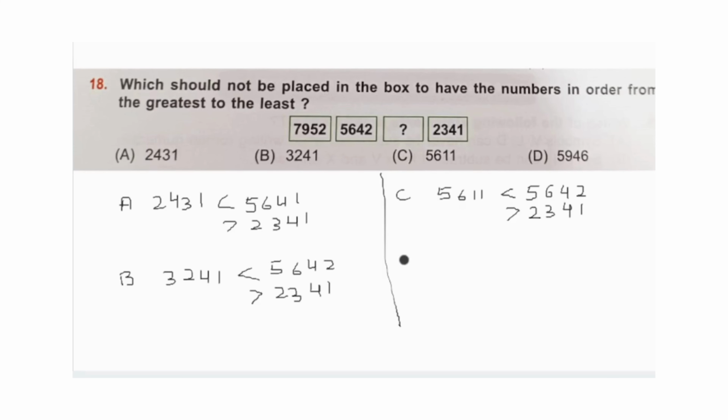Let's see the last option, D, 5946. Here this number is greater than 5642 and is greater than 2341. So one of the conditions is not satisfied, hence option D is not to be placed in the box in order to form a sequence which is greatest to least.